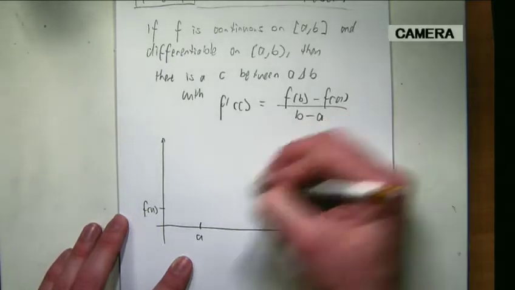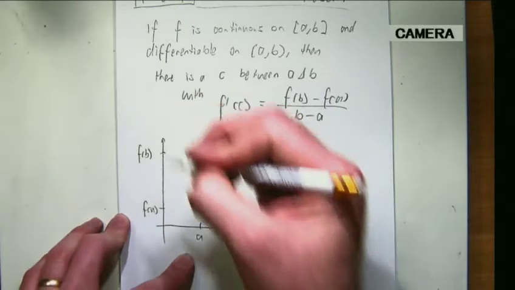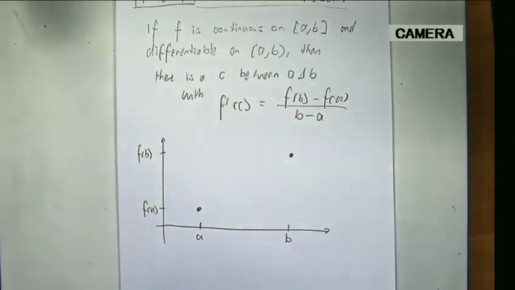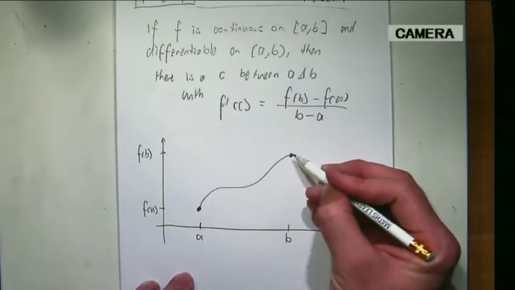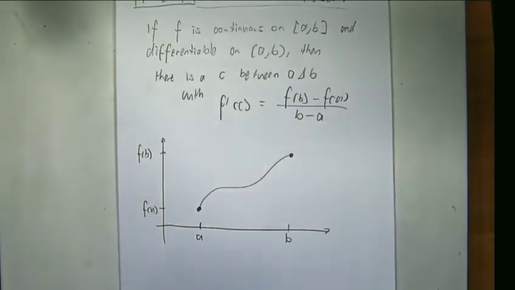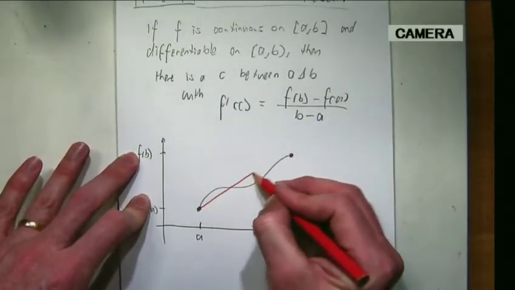Now, do remember that when I draw these pictures, I always put the f of A below the f of B, but that's not strictly necessary. It could be the other way around. So no matter what your function does, we have the average slope, the mean slope, which is this.